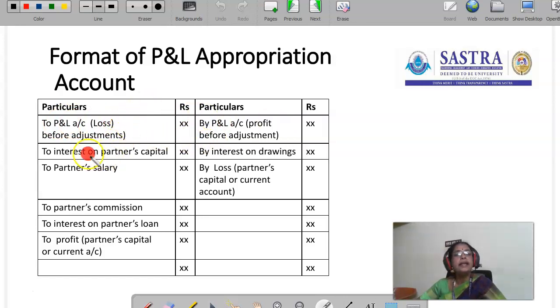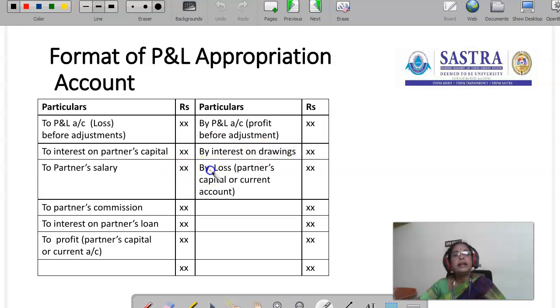So here we have to debit interest on partner's capital, because the firm gives interest to the partners for their capital contribution, and so it is an expense. Like that, interest on drawing is an income. For their drawing, the firm charges interest, which is an income for the firm, and so it should be credited. Partner salary is an expense, partner's commission is an expense, interest on partner's loan is also an expense, and so all those items are debited here, and only the interest on drawing should be credited.